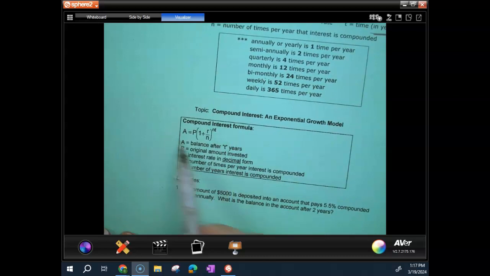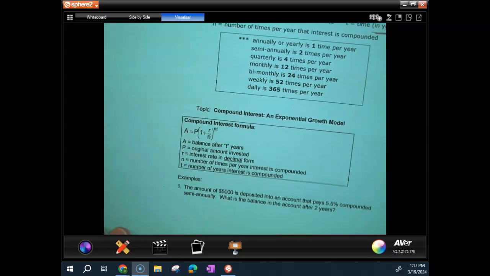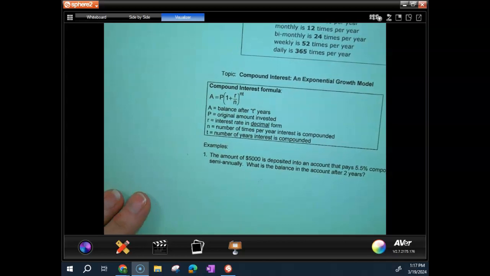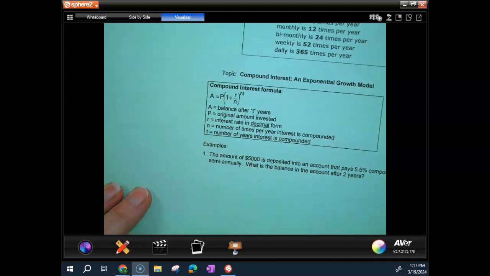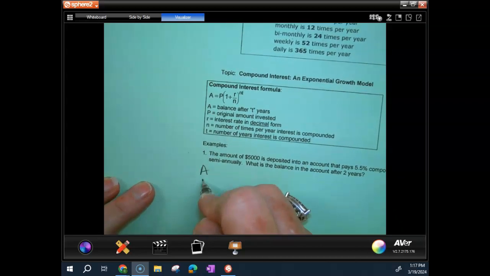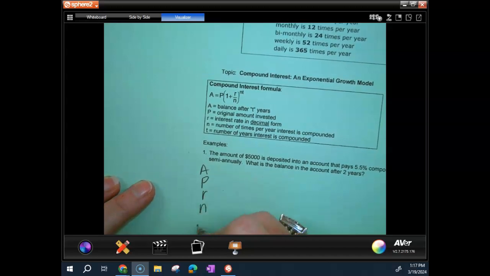So we're going to follow the same formula every single time. I'm going to start every single problem today and tomorrow in the exact same way. Tomorrow we're just going to do continuous compound, and so it's going to change just a little bit. But we're going to have A, P, R, N, and T.